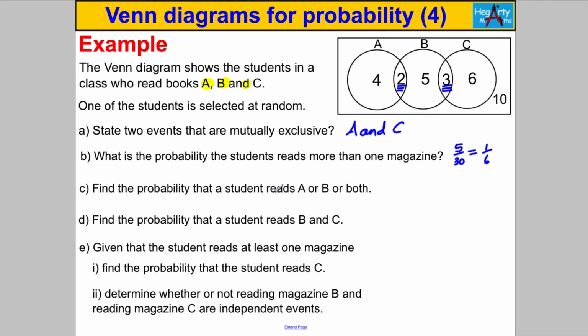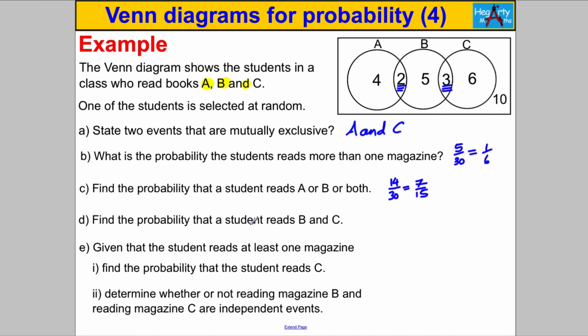Next, find the probability that a student reads A or B or both. So everything in A, this 4 and 2, and everything in B as well. So it would be the 4, add the 2 is 6, add the 5 is 11, add the 3 is 14. So it's going to be 14 out of 30, which simplifies to 7/15.